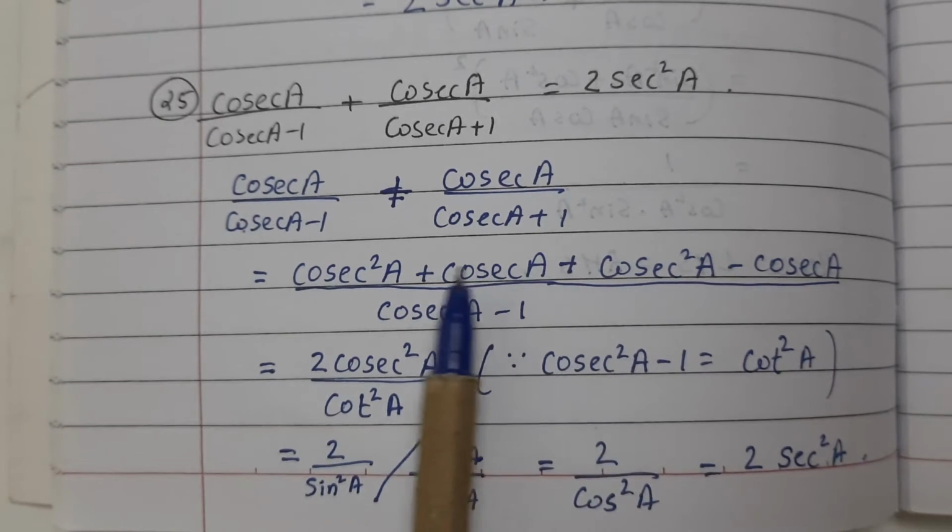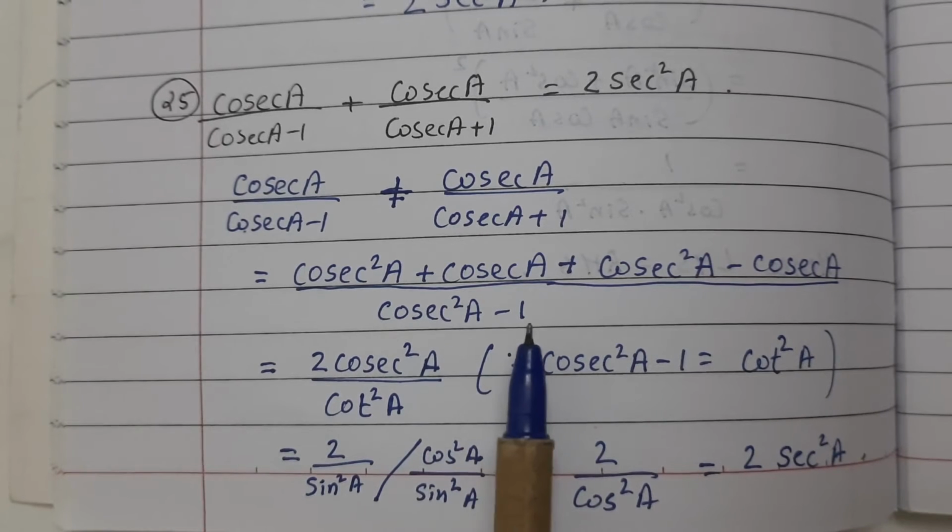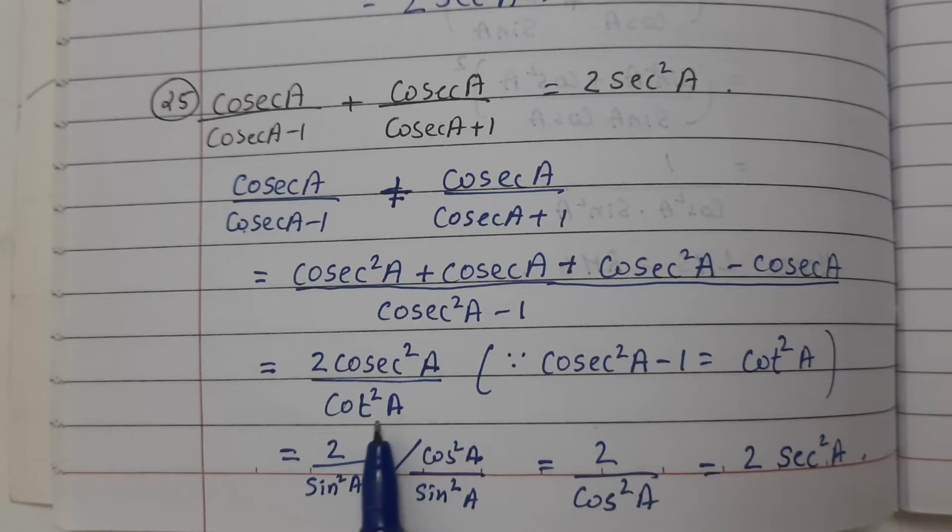Cosec square A plus cosec square A is 2 cosec square A, and cosec square A minus 1 equal to cot square A, equal to 2 cosec square A upon cot square A. Cosec is 1 upon sine. So 2 upon sine square A upon cot is cos upon sine. So cos square A upon sine square A. Sine square A cancel each other. Remains 2 upon cos square A. 1 upon cos square A is sec square A, equal to 2 sec square A equal to right hand side.